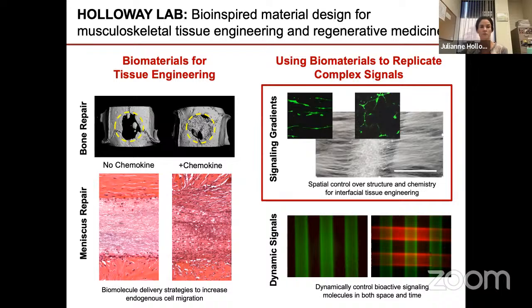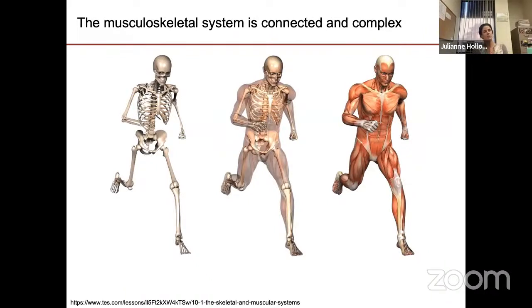So to start with some of the work that we've done in signaling gradients, the reason that this is important is because the musculoskeletal system is really connected and complex. And so you can see a drawing of this system here. As you're walking and moving, you're transferring load from your muscles to your ligaments and tendons, and then to your bones and back again. And these transitions between the different tissue types occur very gradually, but are also sources of injury.